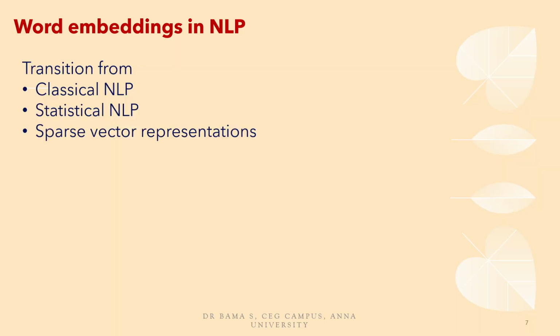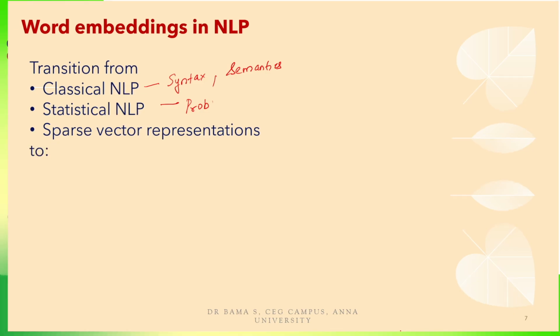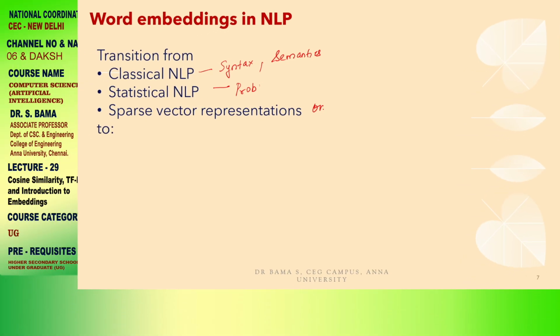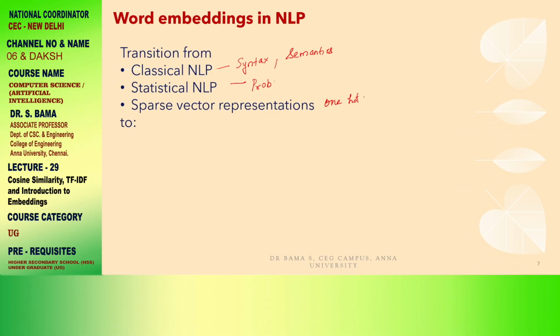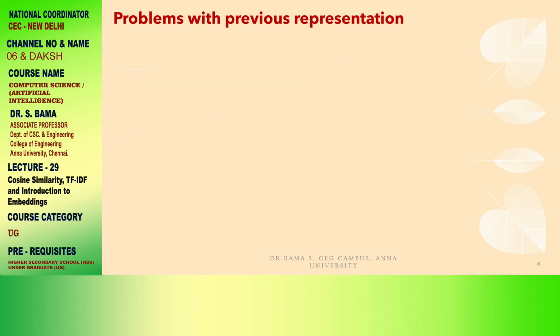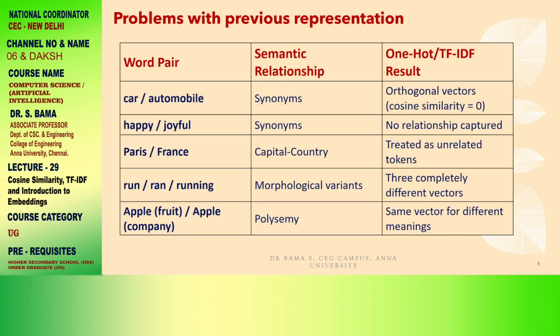So this is a transition from classical NLP, which consists of syntax and a little bit of semantics that we saw, then the statistical NLP with respect to the probabilistic type, then the sparse vector representation, which is the one hot encoding that we saw. And now we are going to move into the neural type of NLP with respect to embeddings.